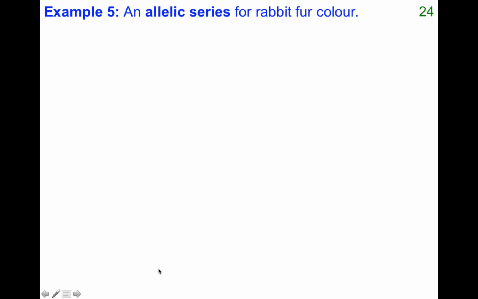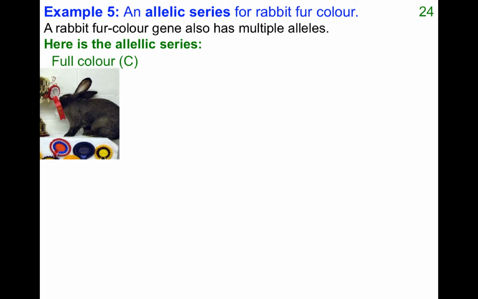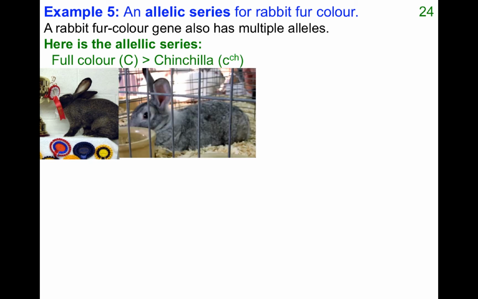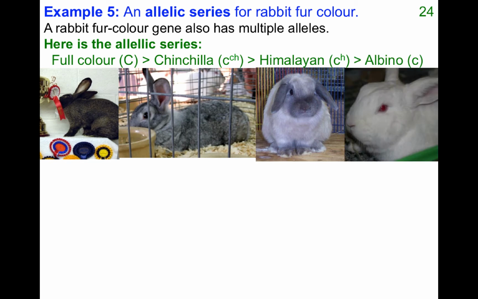Next example. Let's take a look at another allelic series, in this case for rabbit fur color. The rabbit fur color gene also has multiple alleles, and the allelic series looks like this, where the wild type, the most dominant allele, produces the full dark color for the rabbit. The weakest mutation is chinchilla, which just makes it a little lighter colored. Himalayan has a particular characteristic pattern, but a lot of it is white, and then albino is completely white. So this is our allelic series with the most dominant alleles here, the most recessive ones here, the weakest mutants here, and the strongest mutants, or the null mutant, over here.